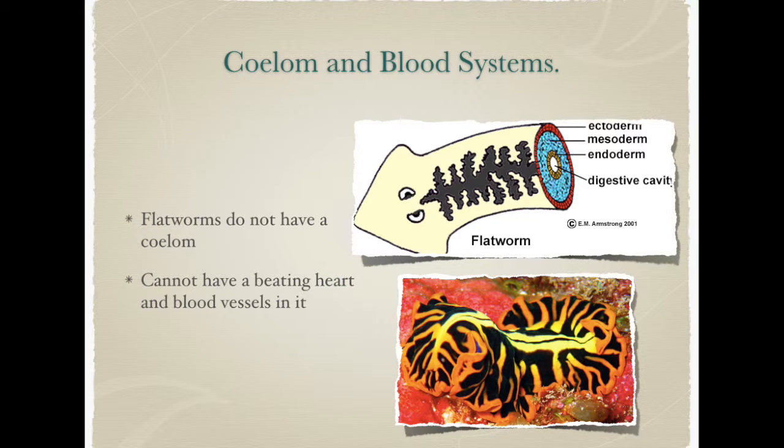Flatworms do not have a coelom. The middle of the body is a solid block of cells formed from the mesoderm, which cannot have a beating heart and blood vessels in it. The absence of a coelom and the single opening to the gut are both primitive characteristics of the phylum.